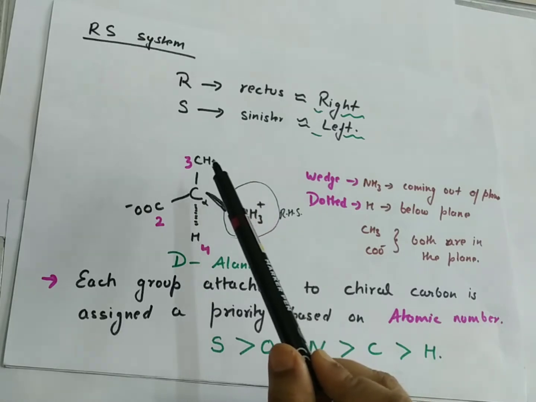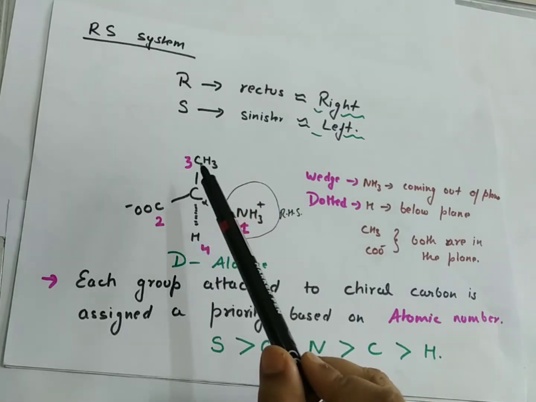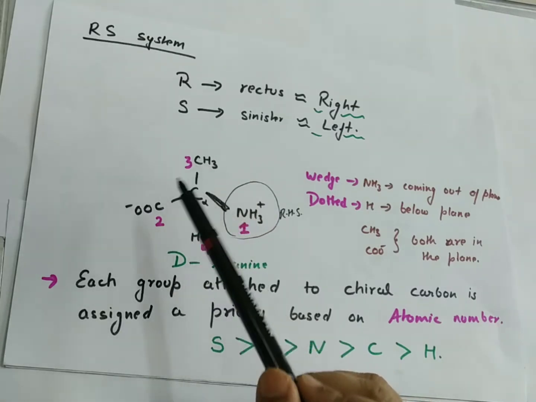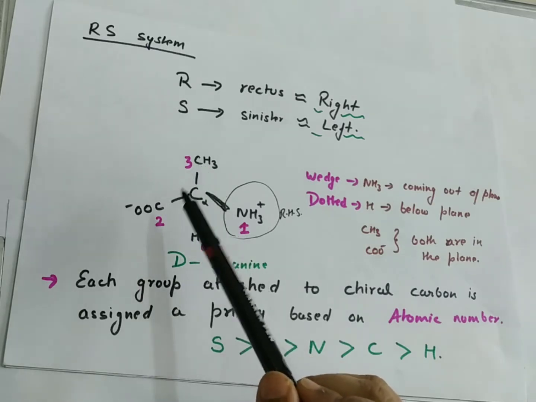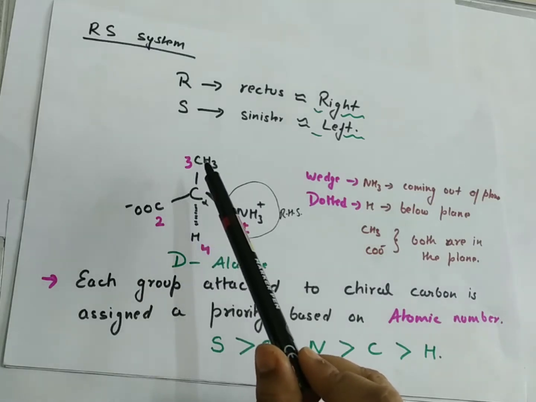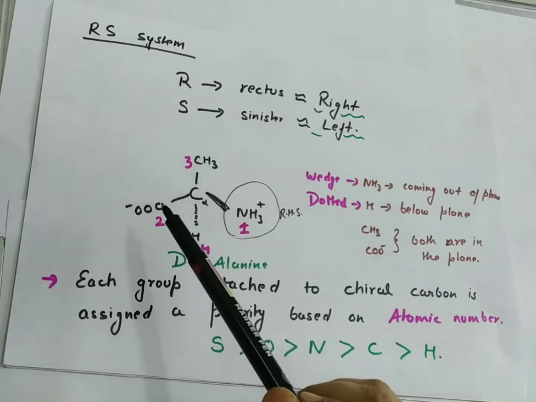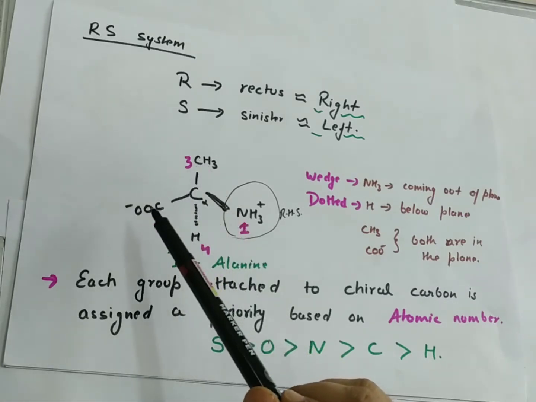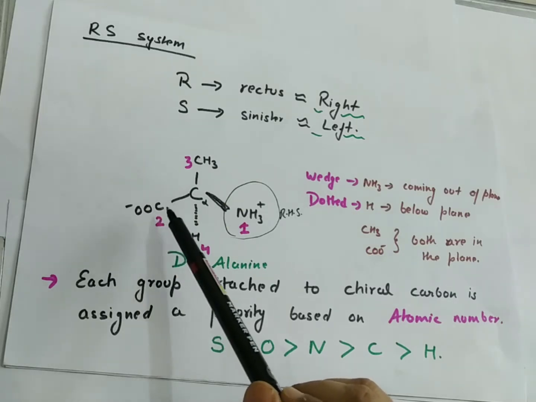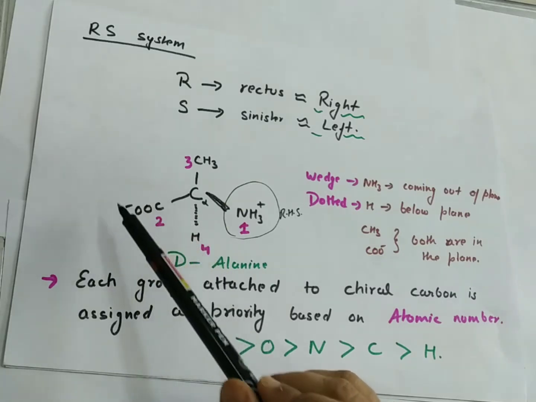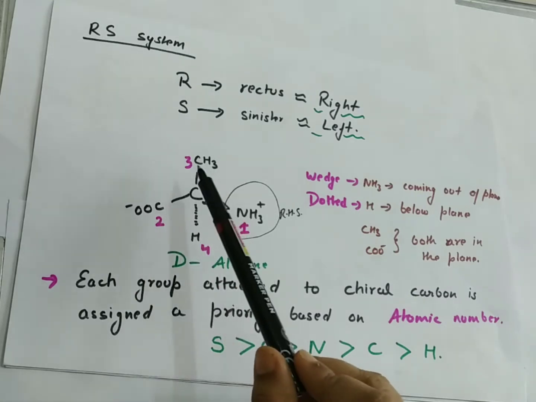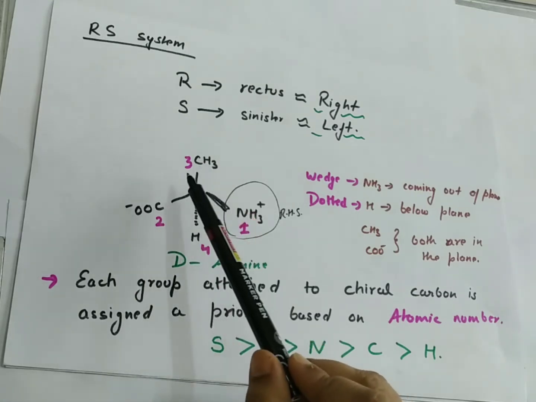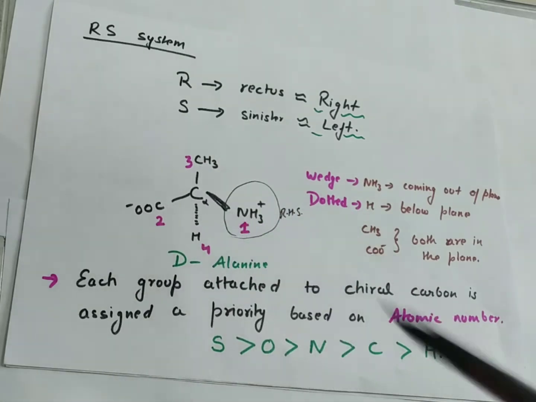Then comes the choice between these two, carbon and carbon. The first atom is carbon in both. Then how do we decide the priority? Then we go to the next atom which is attached to carbon. Here oxygen is attached to carbon, here hydrogen. So definitely oxygen has the higher atomic number. So this carboxyl group as a whole gets second and this as a whole gets third. Now how will we decide whether this is R or S? Let's see.